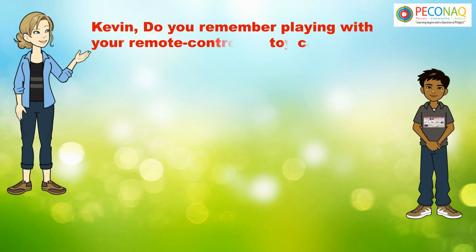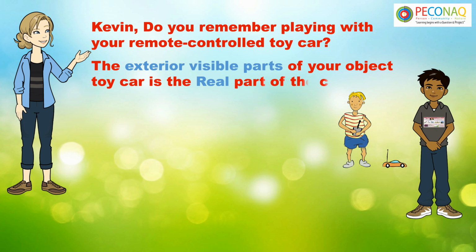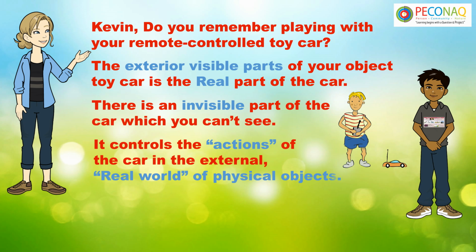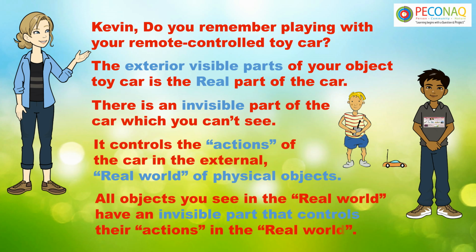Kevin, do you remember playing with your remote-controlled toy car? The exterior visible parts of your toy car is the real part of the car. There is an invisible part of the car which you can't see. It controls the actions of the car in the external real world of physical objects. All objects you see in the real world have an invisible part that controls their actions in the real world.